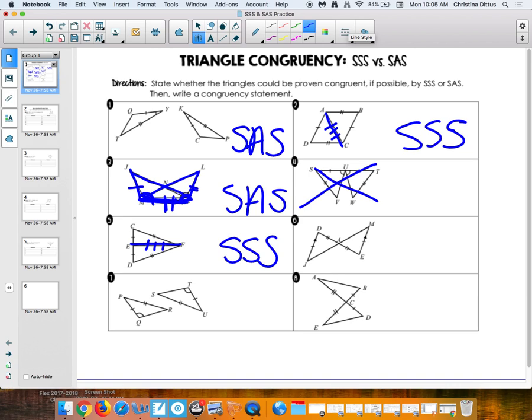What about my side? Can I say that my other side's congruent because it's shared or something? I don't know. Is it shared? It's in both triangles, those 2 sides? Is it shared? No. So I can't say anything on my side, which means I have to say something about an angle.